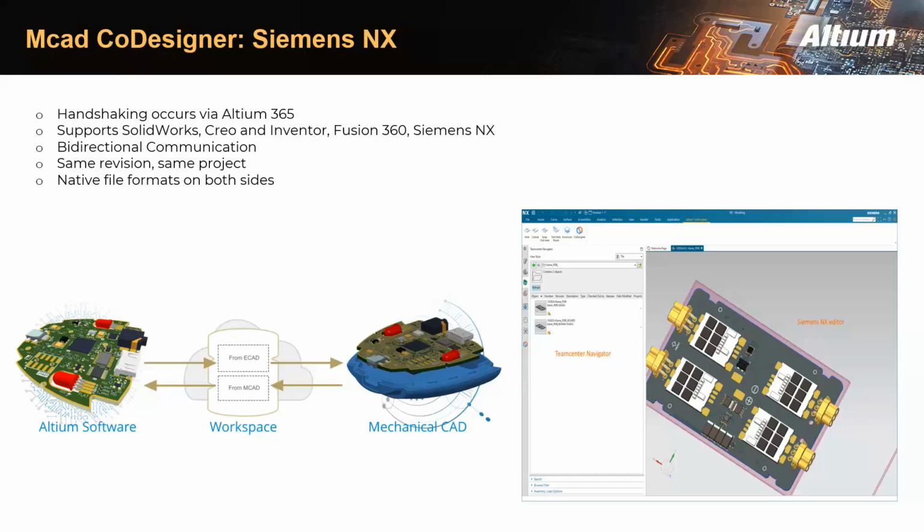Now, Altium supports integration with Siemens NX, which is possible through an enterprise level subscription. If we have a standard subscription or a pro subscription, we are able to collaborate with SolidWorks, Creo, Inventor, and Fusion 360. If we have an enterprise level subscription, apart from SolidWorks, Creo, Inventor, and Fusion 360, we can also push to Siemens NX. Here, I'm just highlighting that NX is supported if we have an Altium 365 enterprise level subscription. Okay.